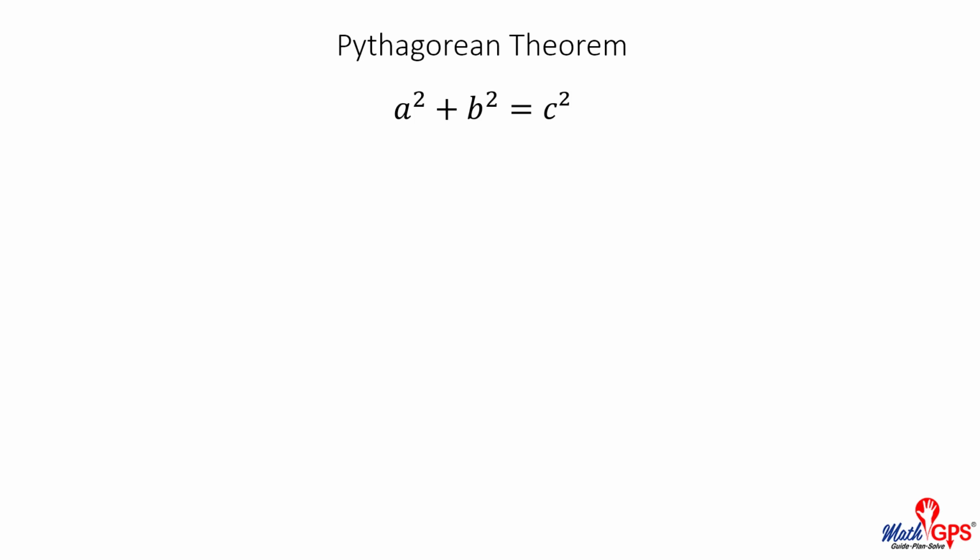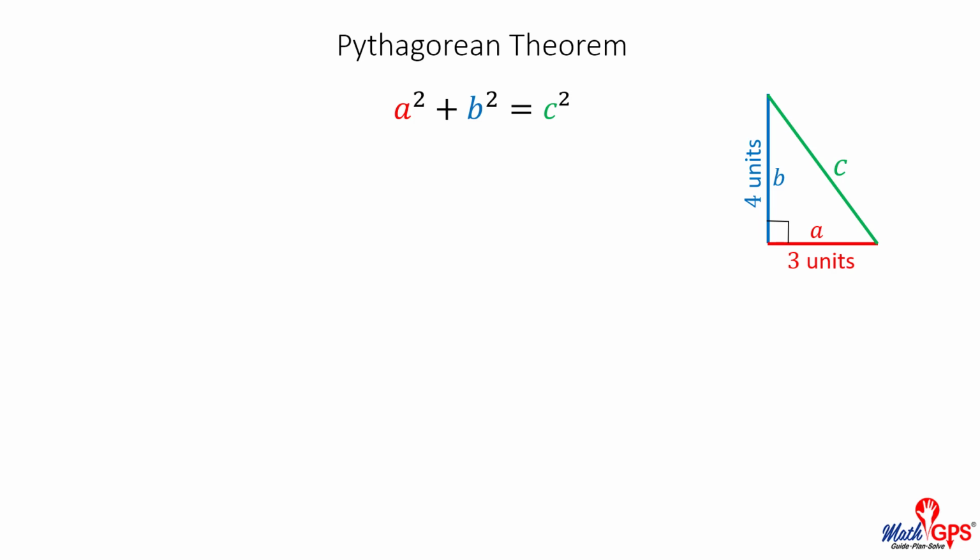The Pythagorean theorem is a rule. A squared plus b squared equals c squared. This theorem applies only to right triangles. What are A, B, and C? A and B represent the legs of the right triangle. C always represents the hypotenuse or longest side of the right triangle.